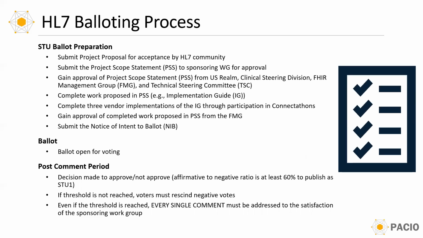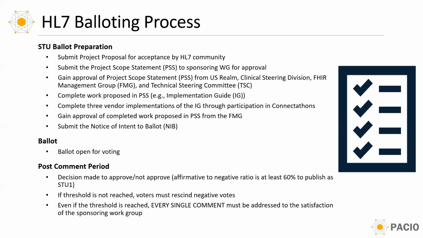The balloting process starts with STU ballot preparation, which consists of submitting a project proposal for acceptance by the HL7 community. Next, submission of the project scope statement to a sponsoring work group for approval. Then gaining approval of the project scope statement from the US Realm Clinical Steering Division, FHIR Management Group, and Technical Steering Committee, or other committees as applicable based on the content of the project scope statement.